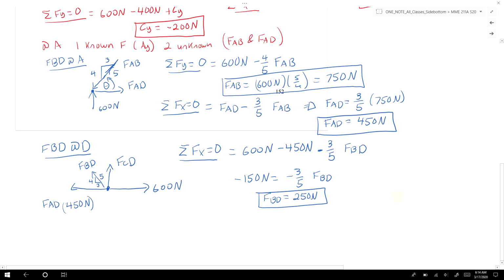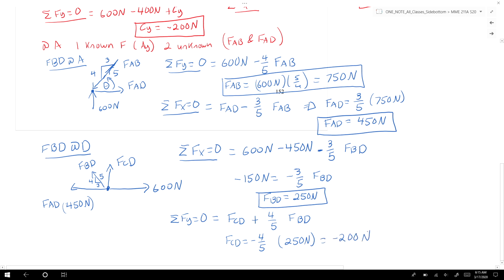All right, so then we can use our next equilibrium equation to solve for FCD. So the sum of all the forces in the y direction would be equal to FCD plus 4/5 times FBD. So what we'll end up getting is FCD would be equal to minus 4/5 times 250 newtons, which would be equal to minus 200 newtons.